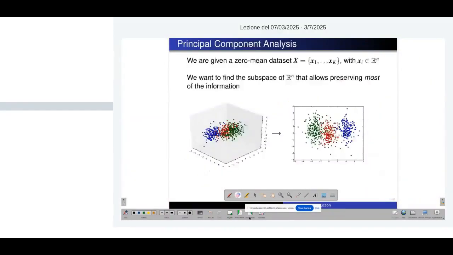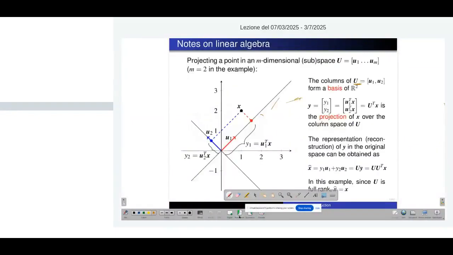Otherwise, I suggest you revise, go back to first year course. You should have done at least a bit of this. But maybe you did it a few years ago, so you may need to revise it. In any case, these are the only two things that we will need: to project and to represent the projection in the original frame or in the frame defined by the projection matrix.